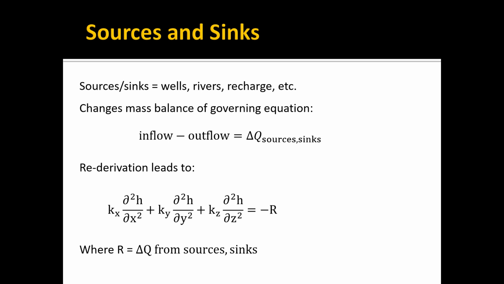So first of all, if we just look at sources and sinks, suppose you have a well inside your representative element. Then in order to have a mass balance, you have to account for that on the right-hand side. So inflow minus outflow is not going to be 0. It's going to be whatever the change is resulting from these sources and sinks. Now, a source is something that puts water into the element. A sink is something that takes water out. So if you think of a well, the well could either be an extraction well or an injection well.